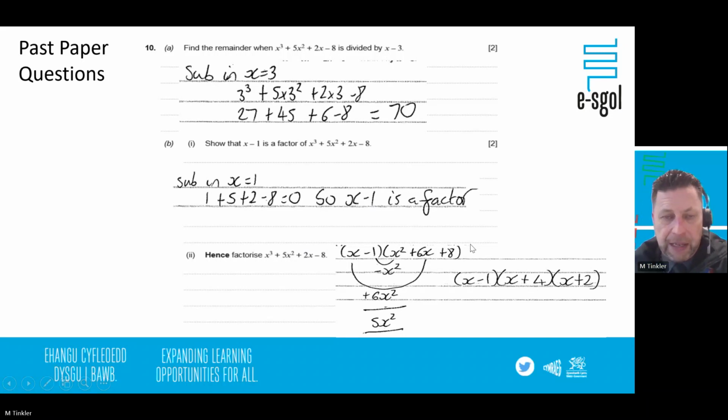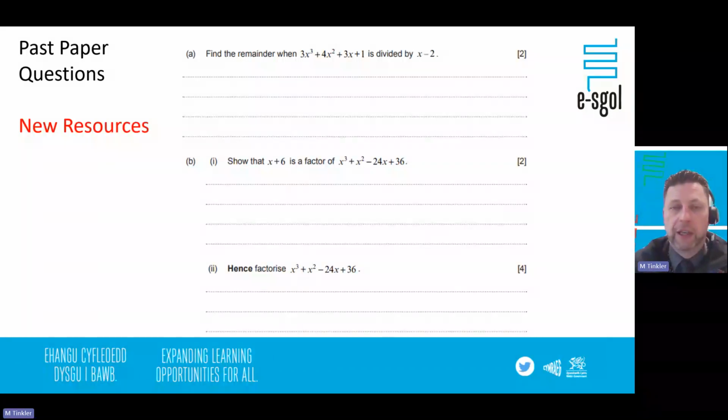Okay. Now, that's a quick recap on the lessons, and now I've got some new resources, as I said, that you won't have seen on exercise 5, 6, or 7. And I've mixed them around. They're not all in order. I've just mixed around the topics. So I'm starting with a remainder and factor theorem question. So I will pause for a few minutes and let you have a work through that. So I put my solutions up.